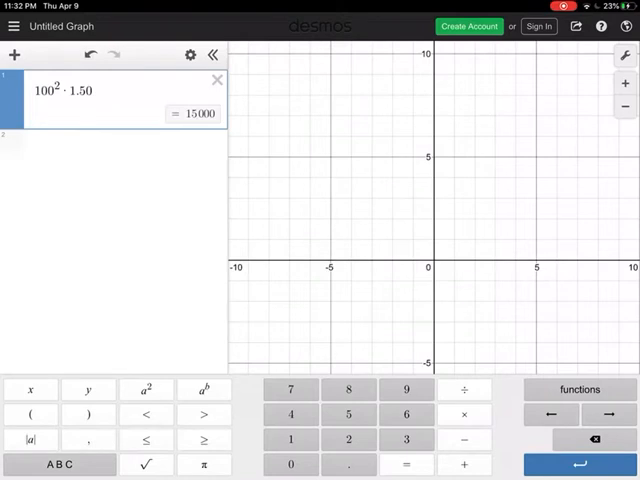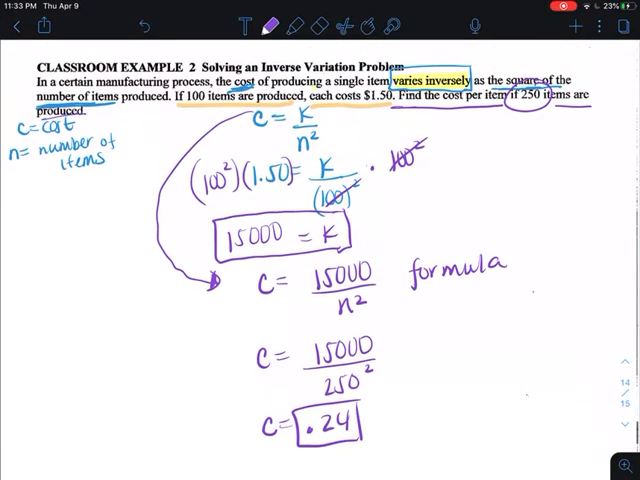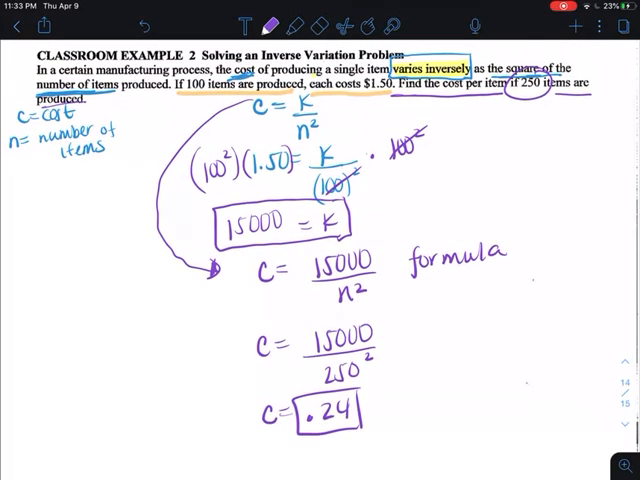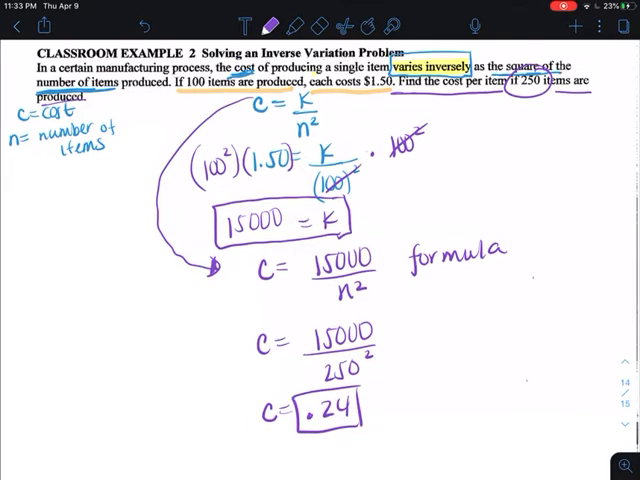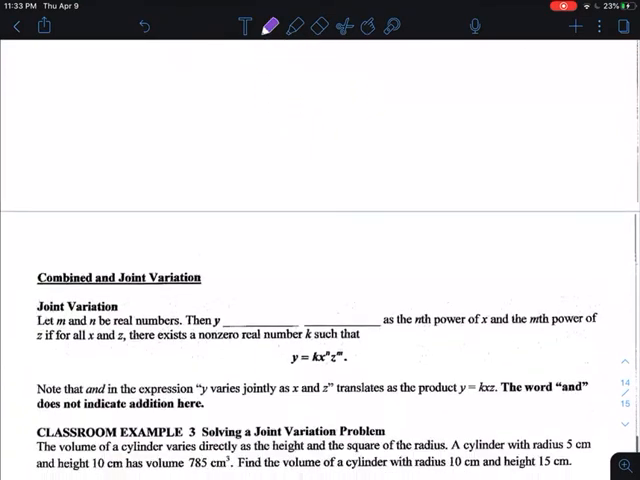So 15,000 divided by 250 squared. So I get 0.24, which is 24 cents. All right, that's the cost, 24 cents per item. All right, so we did an example of direct variation. We just did one of inverse variation.